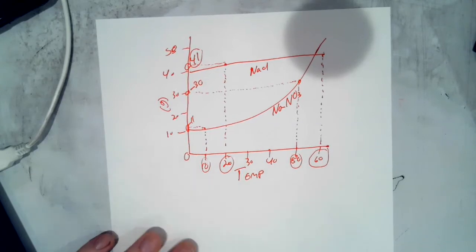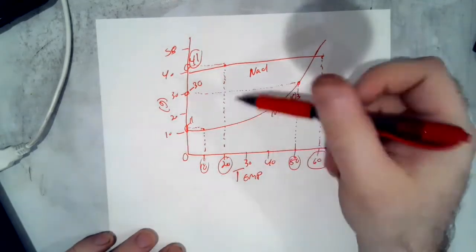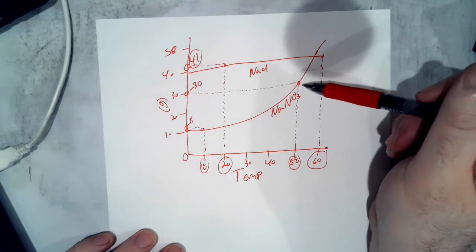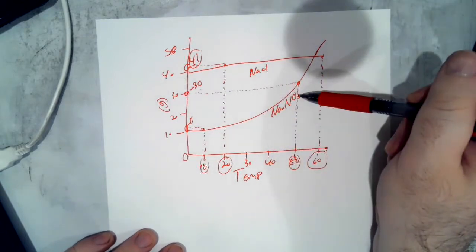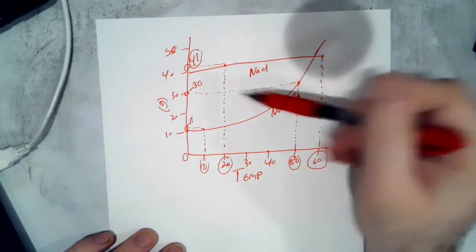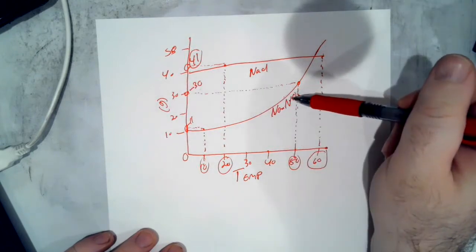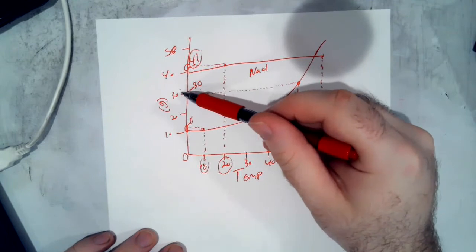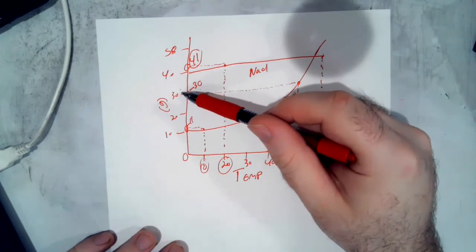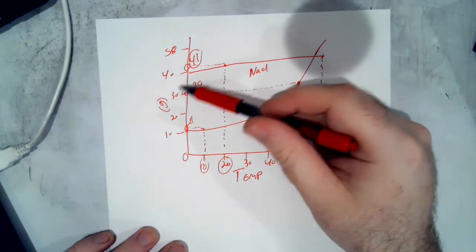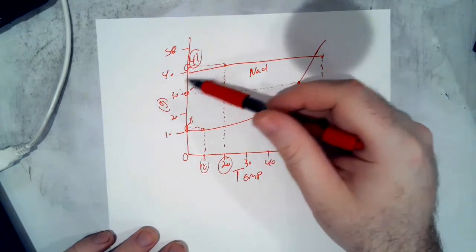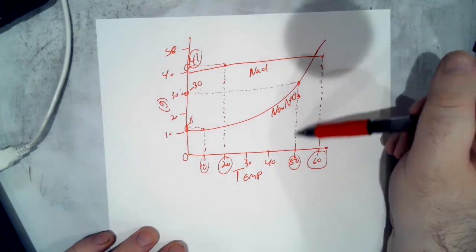I might ask you about the temperature itself. I say, I have 30 grams of sodium nitrate. At what temperature could I dissolve it and it would be saturated? And you would just do the same thing, but start with the grams this time, work your way over to the line, and then go down to the temperature.